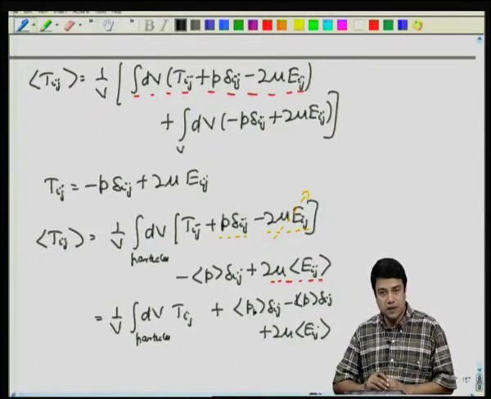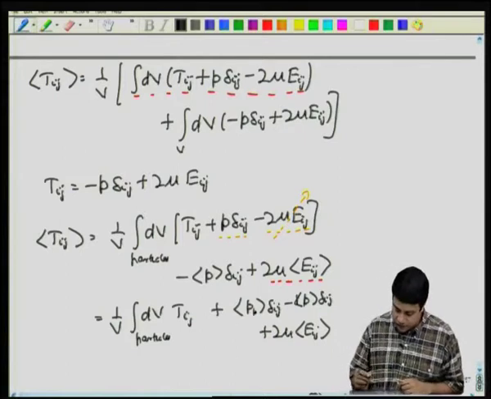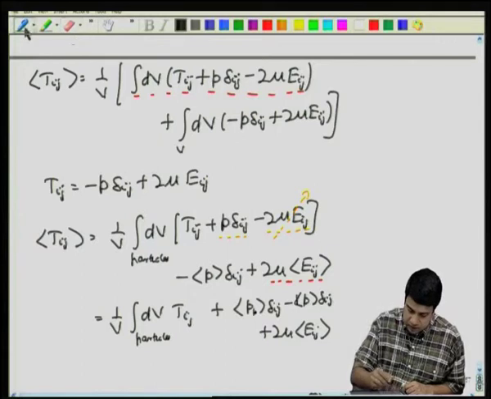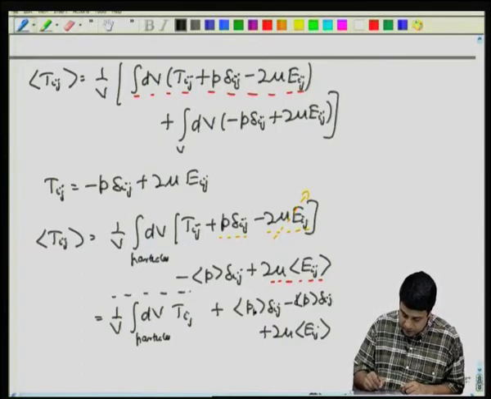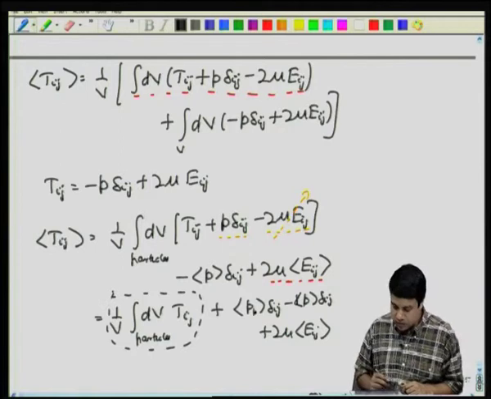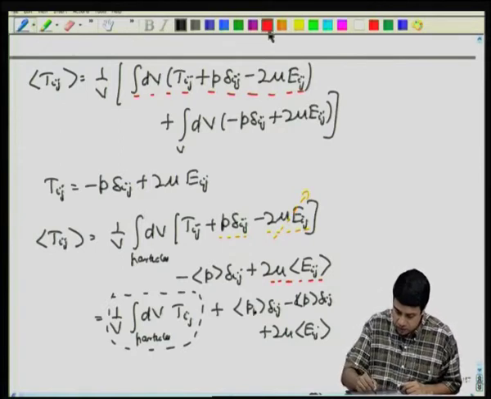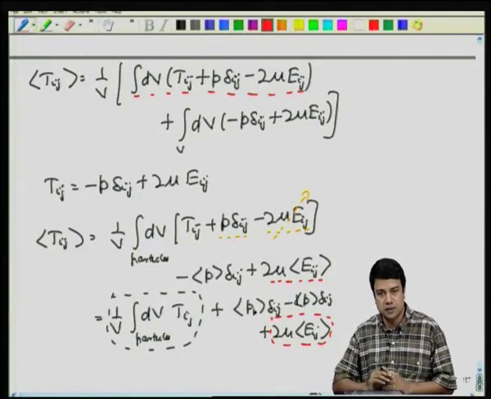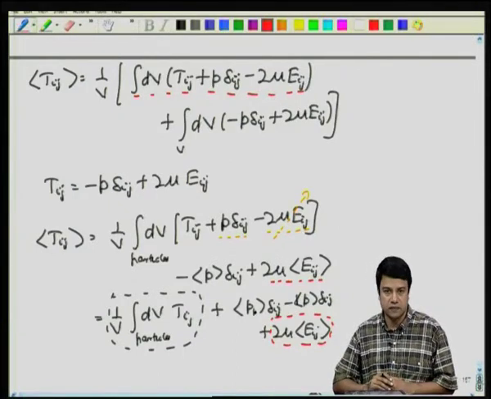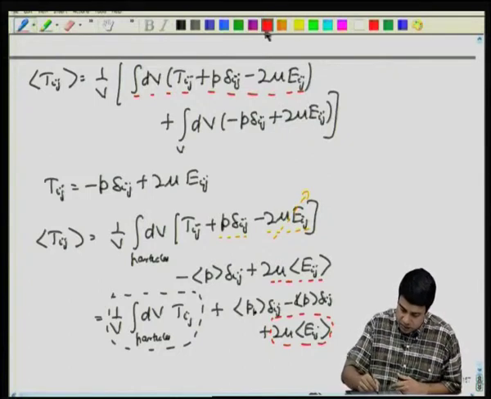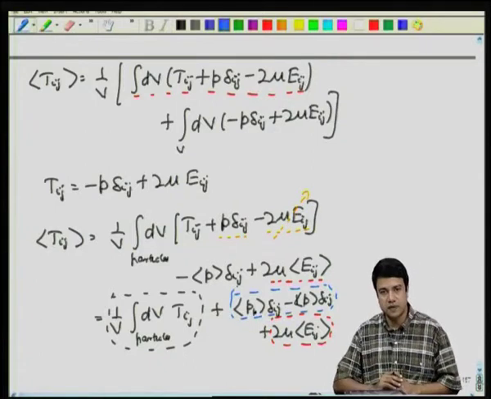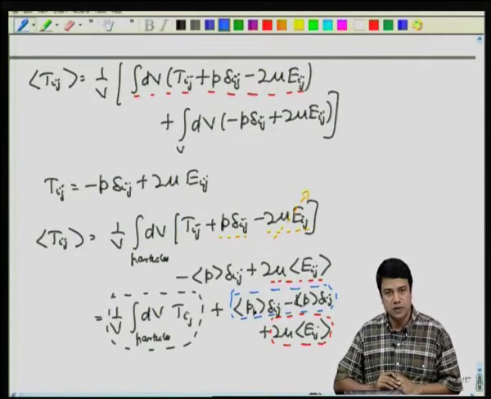So, in order to calculate the effective viscosity, I have to find out the contribution due to the particle stress to the total stress, which is proportional to the average rate of deformation tensor. These two parts are the isotropic parts, which will not contribute to the viscosity of the system. So, I have to calculate the integral over the particles of dV of T I j.